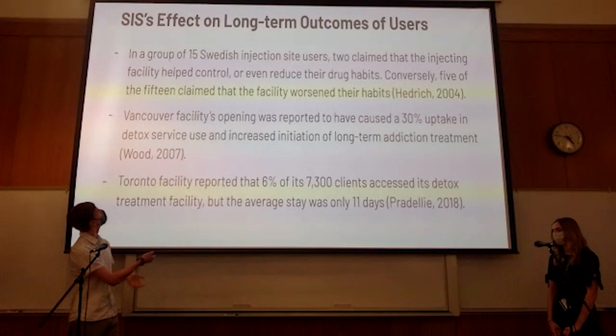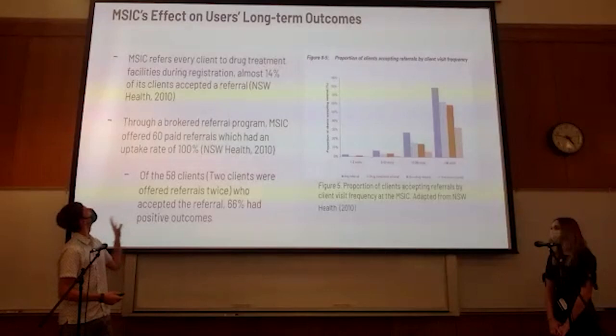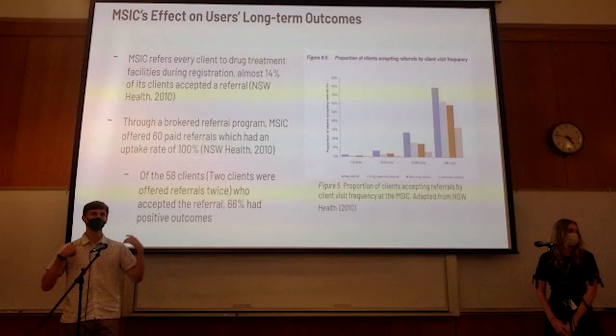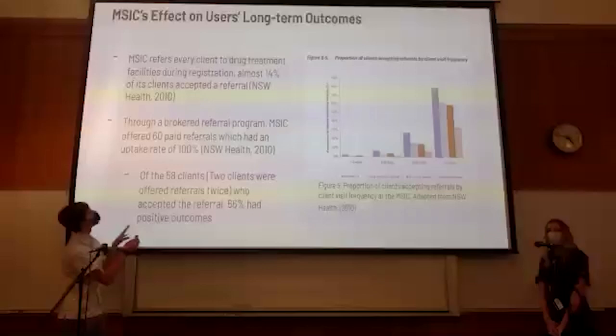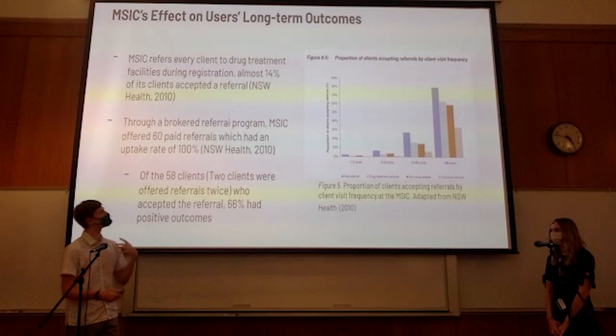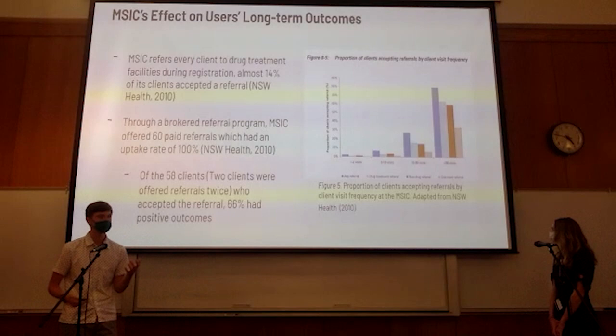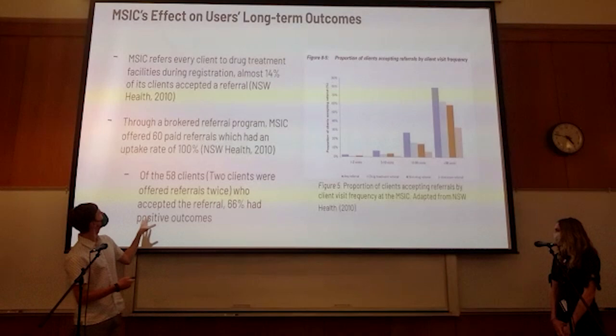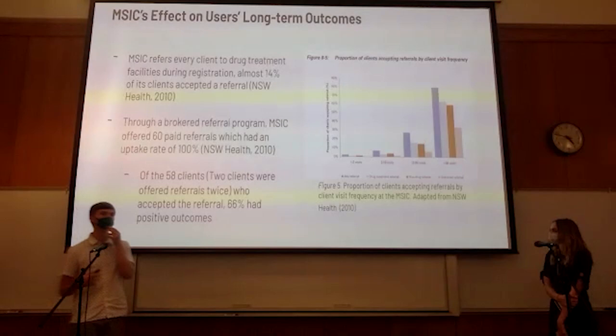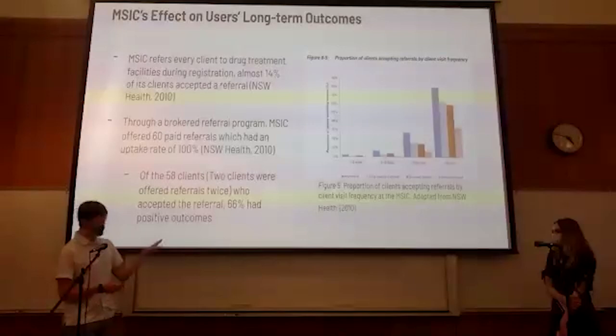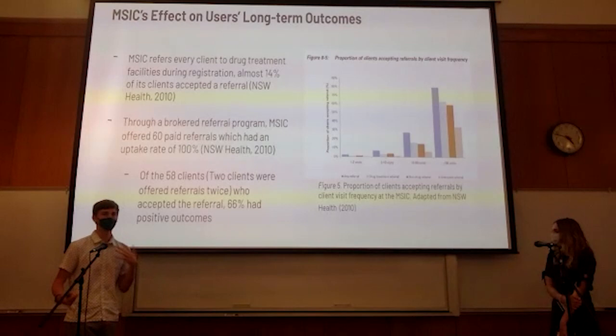And so, more focused on the MSIC again, we can see that the MSIC provides treatment referrals at the initial registration of a client. Every single client is offered a referral to a detox facility, and about 14% have accepted a referral, not only at the initial visit, because we can see in the chart that the more a client visits the MSIC, the more likely they are to go to a drug treatment referral program. We also see that the MSIC offered broker treatment referrals, which were quite effective in that every single client who was offered a broker treatment accepted it. And of those clients, 66% had positive outcomes, where they are no longer on drugs or they are still in rehab facilities bettering themselves.